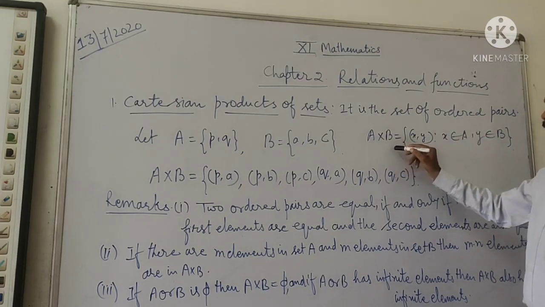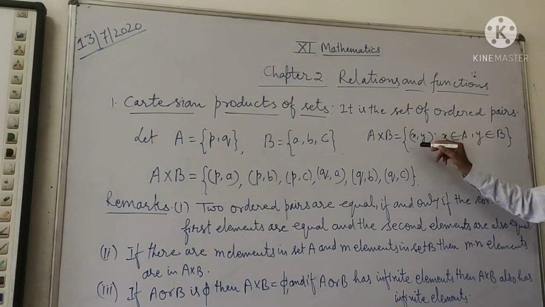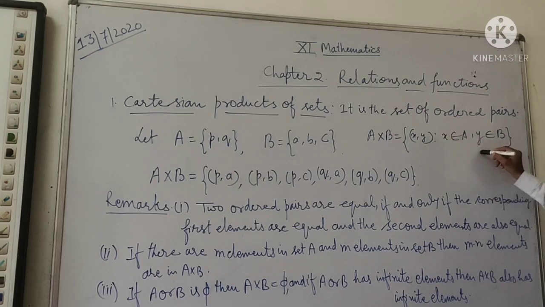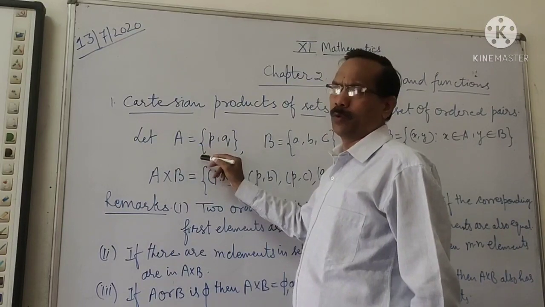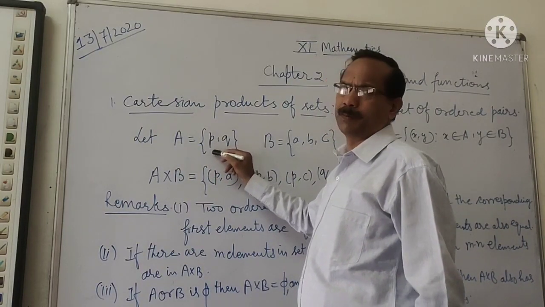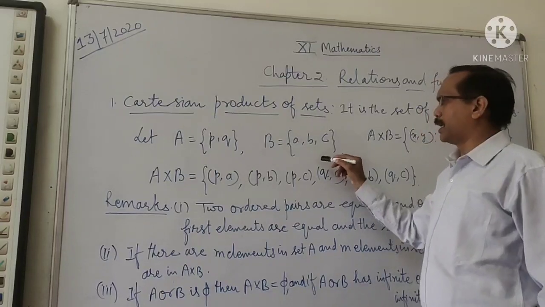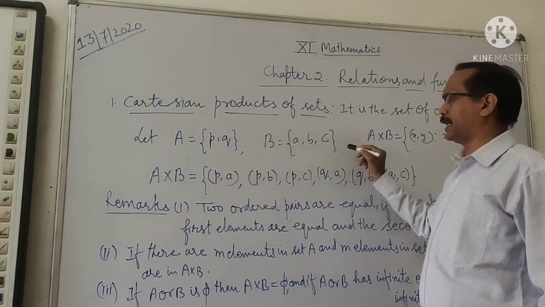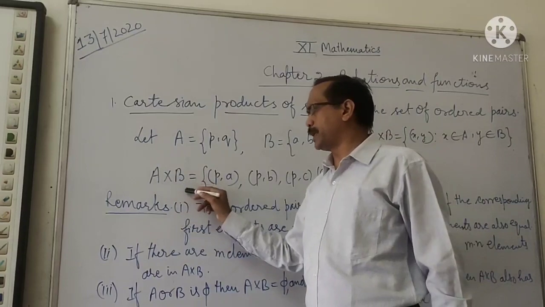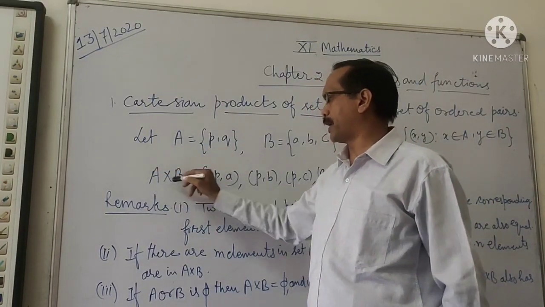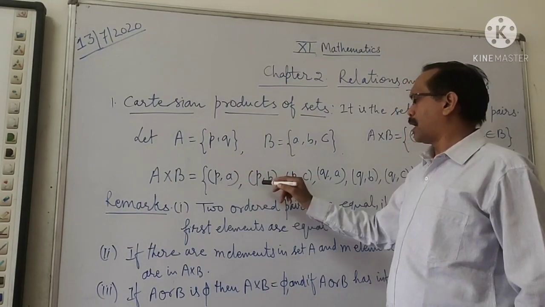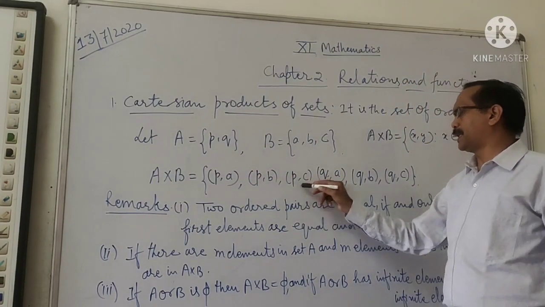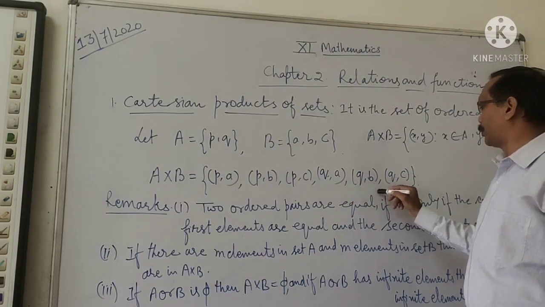So A cross B equals the set of ordered pairs (x, y), where x belongs to A and y belongs to B. Let A equal the set of elements p and q, and B equal the set of elements a, b and c. Then A cross B, that is the Cartesian product of A and B, is the ordered pairs (p,a), (p,b), (p,c), (q,a), (q,b) and (q,c).